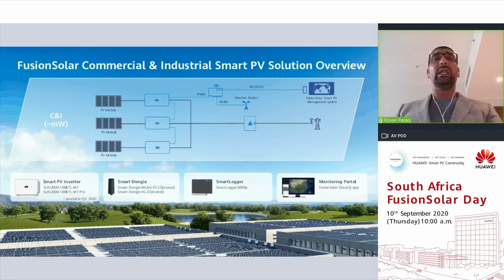Now, coming into the larger applicable C&I projects, the largest inverter being the 100 KTL-M1, which would be the most opted choice to use, can be applied using the Smart Logger device or alternatively the Smart Dongle device, depending on how many inverters you are intending to be using. So less than 10, we can look at using the WLAN-FE or the 4G device, or alternatively for larger applicable projects, we can use the SmartLogger 3000A data logger supplied from Huawei.